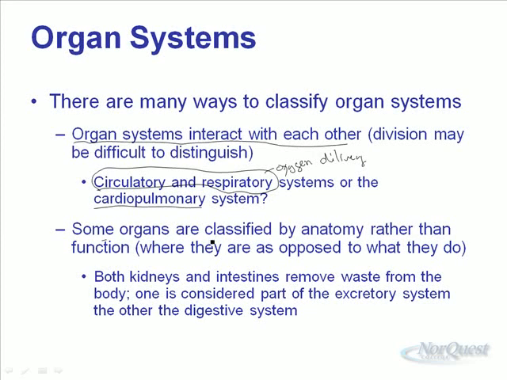Also, sometimes organs are classified by anatomy or their position in the body as opposed to what they really do. So if you think about waste removal, both the kidneys and the intestines are responsible for getting waste out of our body, but most of the time they're talked about in separate systems. The intestines, because they're attached to the rest of your digestive system, are usually talked about when we talk about digestion. The kidneys, which are completely separate from the digestive system in terms of connections, are connected to your circulatory system. They're usually talked about as a separate system on their own, as the excretory system, even though both systems excrete things from your body.